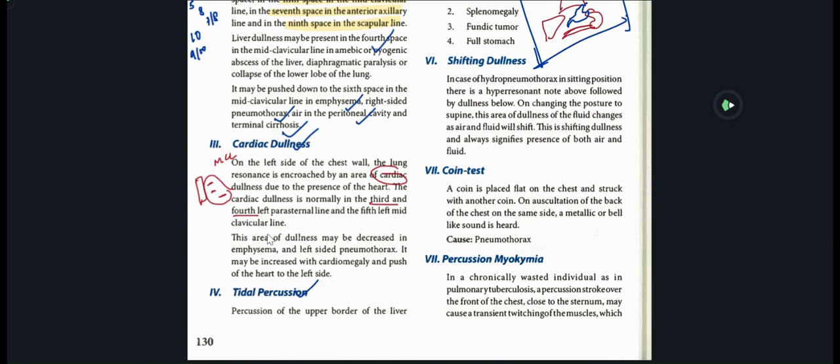The area of cardiac dullness is decreased in emphysema and left pneumothorax. The pneumothorax is completely covering over the heart, and there is a change of medium between the heart and the pleural area and then the chest wall. So this dullness might not be transmitted in cases of a pneumothorax, and so it might be decreased also. Cardiomegaly, it might be increased, pushed on any side, depending upon the causes. Okay, so that is the cardiac dullness.